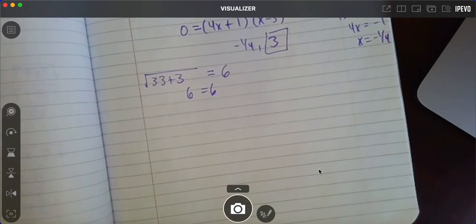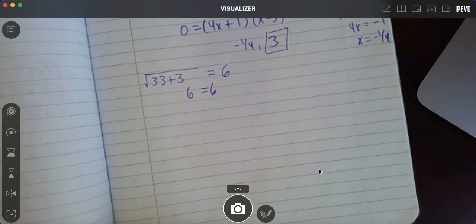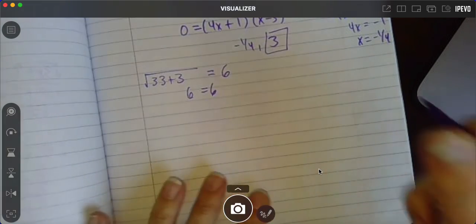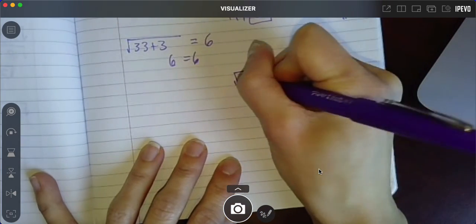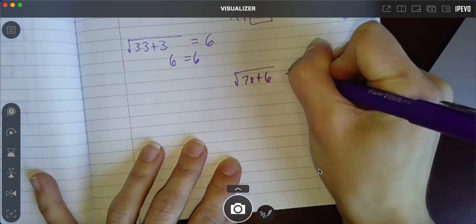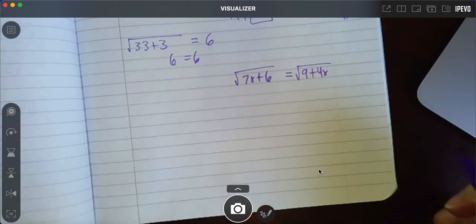Fast. All right. You want me to do number 10 or 11? 11. Okay then. I'm going to rewrite it. Is everybody good with me rewriting it with the square root? This is the same: the square root of 7x plus 6 equals the square root of 9 plus 4x. A little bit different.